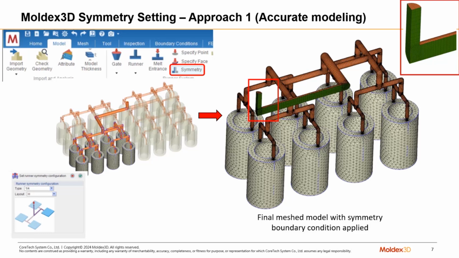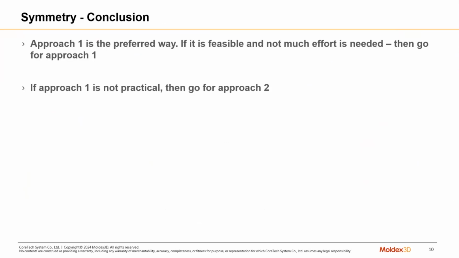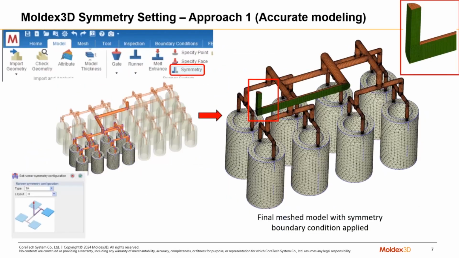So rather than waiting for hours or days, I can get my simulation done within a few minutes when I use this approach. But there is a catch to this one, which we're going to talk about in the upcoming slide. But yeah, the conclusion is approach 1 is the preferred way. If it's feasible and not much effort is needed, then go for approach 1. If approach 1 is not practical, then go for approach 2. What it means is basically go for this approach.